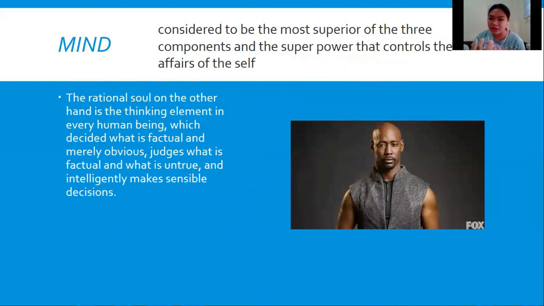Here, what is the rational mind or the rational soul? It is considered to be the most superior of the three components and the superpower that controls the affairs of the self. Why is the mind a superpower? Like what I've said, it is the rational soul. It is the part of our body with which we can reason out. It is the thinking element in every human being which decides what is factual and what is merely obvious, judges what is factual and what is untrue, and intelligently makes sensible decisions. That's why we are very different from animals. Human beings and animals are different from one another because we humans can rationalize our thoughts.